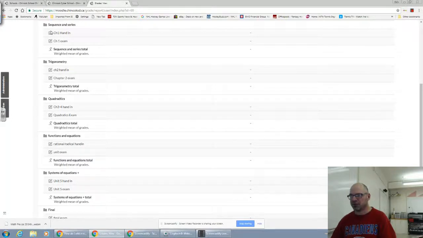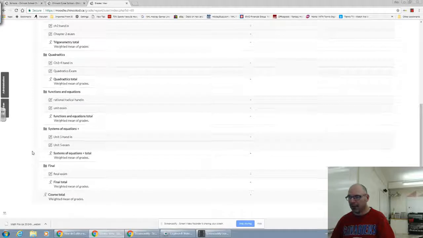And then here the units are series and sequence, trigonometry, quadratics, rationals and radicals, functions and equations, and systems of equations. And we could also get into absolute value if we have enough time. We'll see. If we do, I can throw that in there as well. But traditionally, I haven't got there very often. And then the final exam.